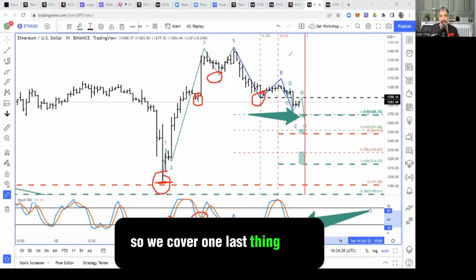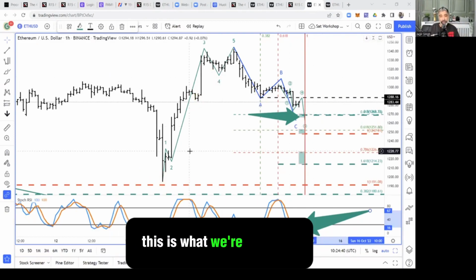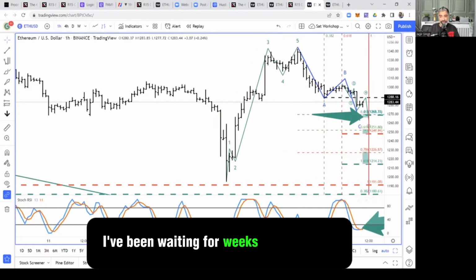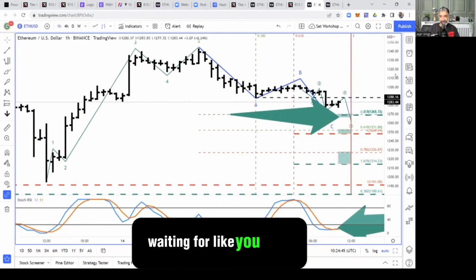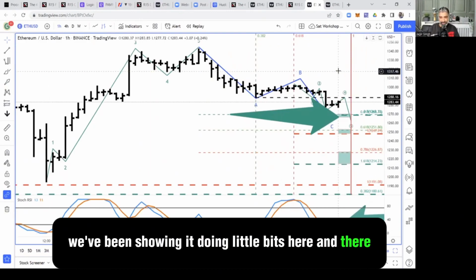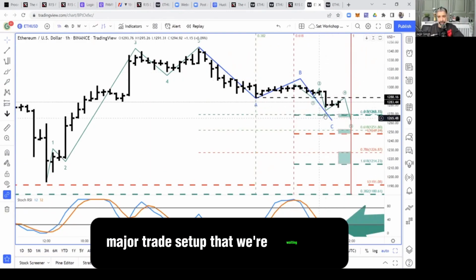So I'm going to cover one last thing here because I think it's important. Because this is what we're going to do, because we're looking to trade. I've been waiting for weeks for this trade. We've been shorting it, doing little bits here and there, but this has been a major trade setup that we're waiting for.